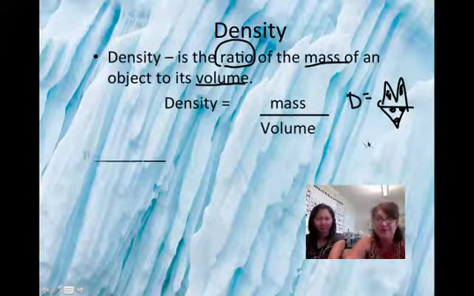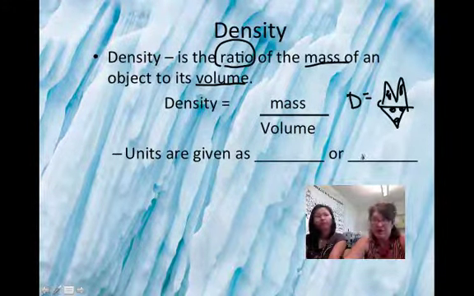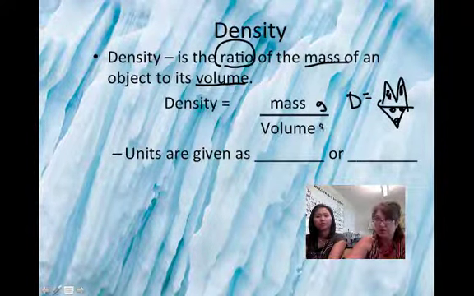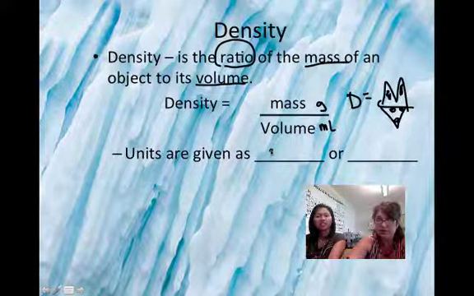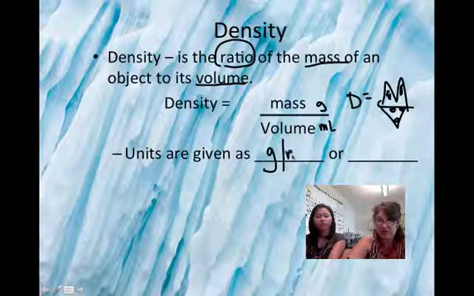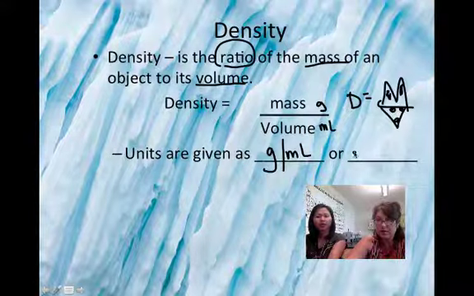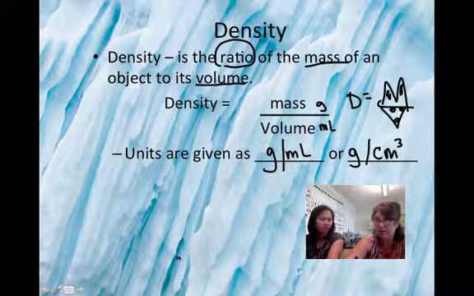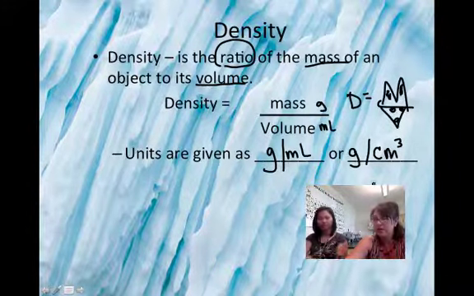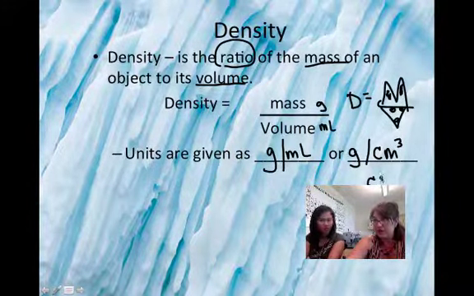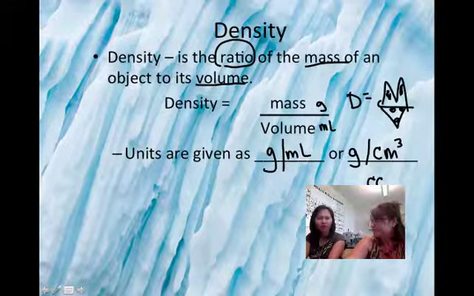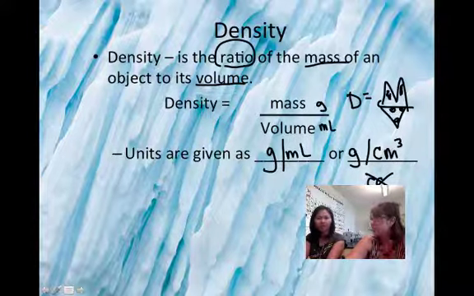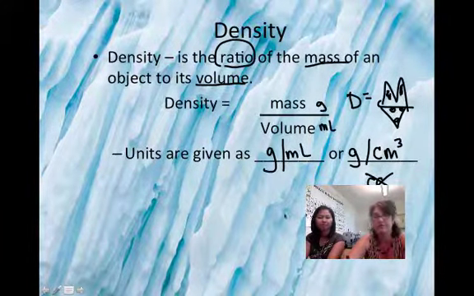So now, let's look at the units for density. For mass, we use grams. And for volume, we use milliliters. So we could write our units as grams per milliliter. Or, since a milliliter is the same as a cubic centimeter, grams per cubic centimeter. If you're in the medical field, they call cubic centimeters cc's. We don't use that in the metric system. It's centimeter cubed. It's the same quantity.